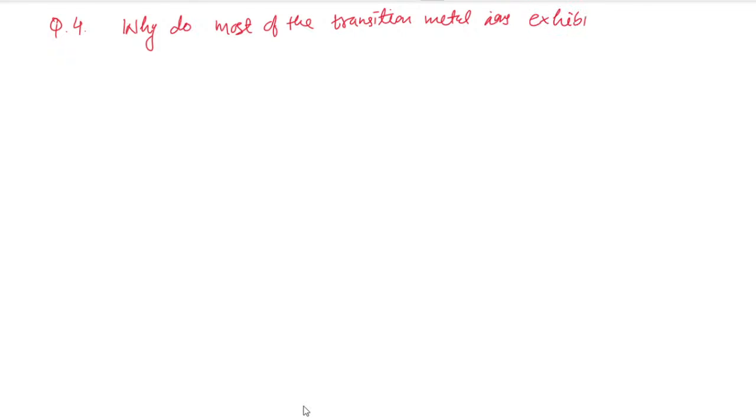Okay, now question number 4. Why do most of the transition metal ions exhibit color in aqueous solution?